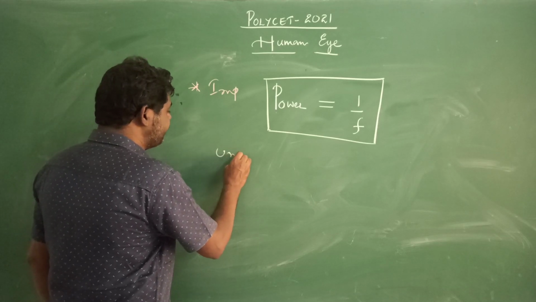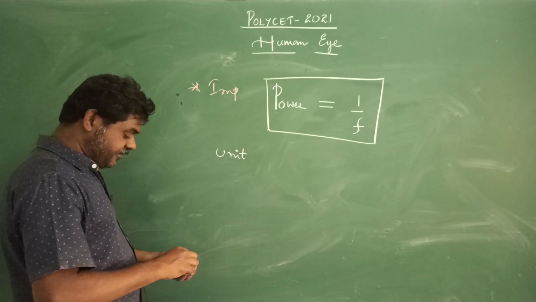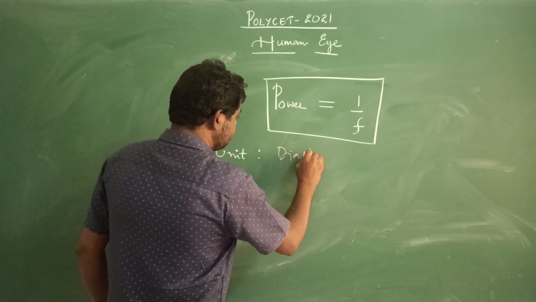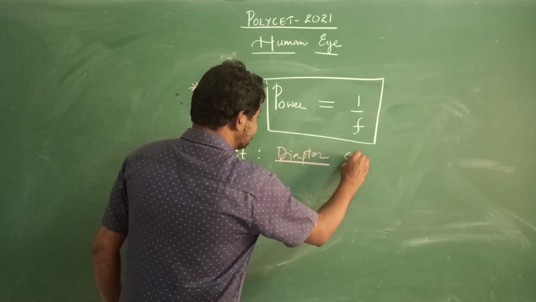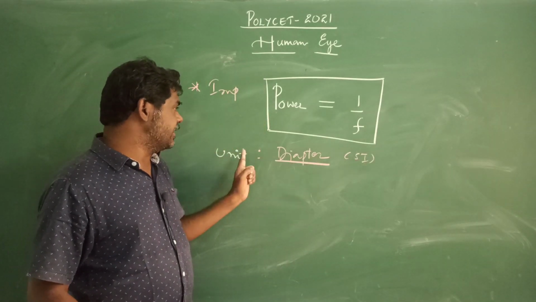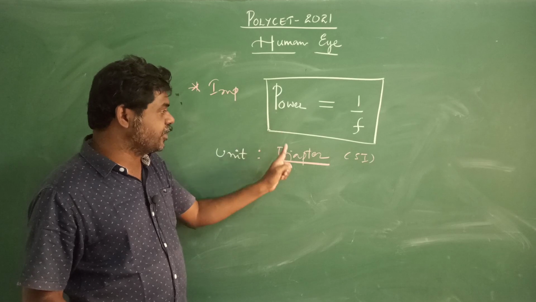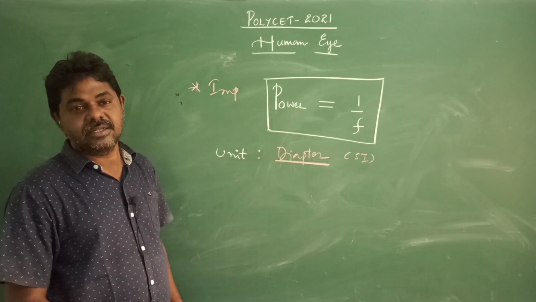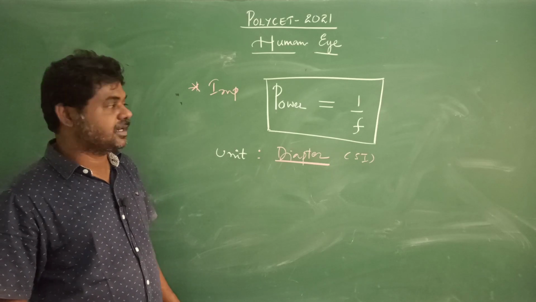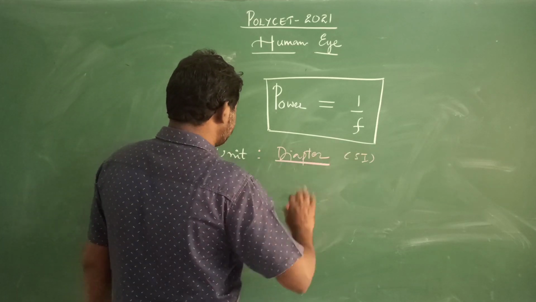So what is the unit for power? The unit for power is diopter. Diopter is the SI unit for power. That means power should always be measured in diopters: 2 diopters, -2 diopters, +2 diopters. So power should always be in diopters.